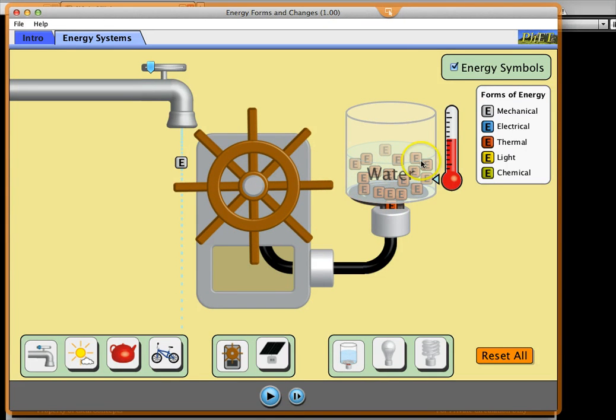Now can we calculate how many energy units are left in this water? Can somebody calculate and tell me? 18. Okay, does that make sense? We started with 14, we added 8, lost 4, so we should have 18 left. Does that make sense? Yes, rest of you, does it make sense?